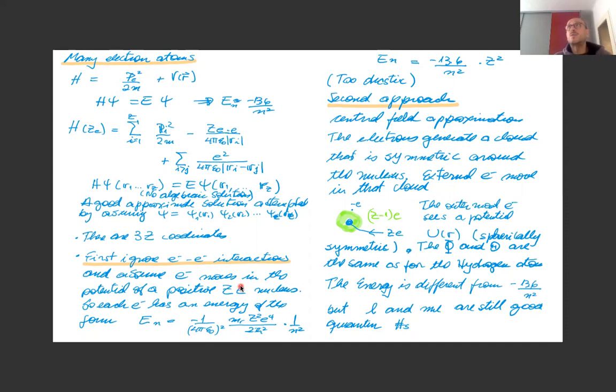Let's look at something simple, something that we can understand, and then we plug in the real world in a way that we can still solve it or make sense out of it. So the first naive thing is to assume that the electron interactions are negligible, and the electron moves in the potential of a positive nucleus of charge Ze. Each electron has an energy of this form.